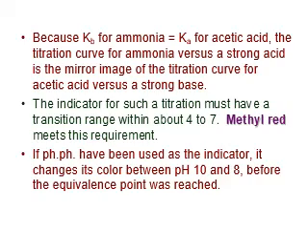If phenolphthalein had been used as an indicator, it changes its color between pH 10 and 8, in this range, before the equivalence point was reached.